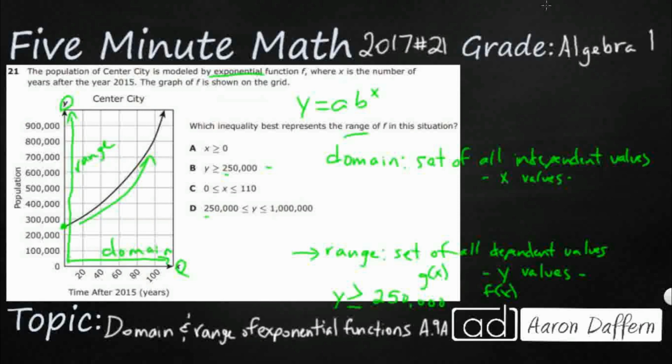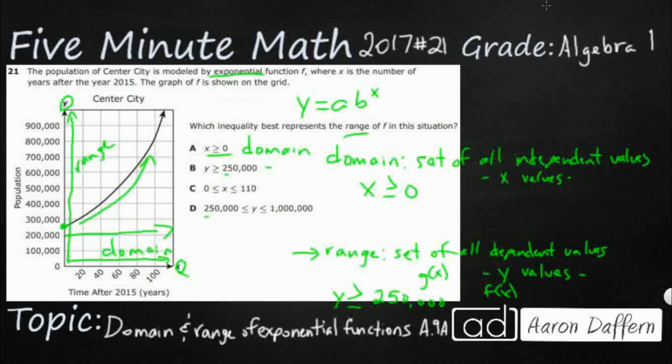So what are some of these options? Well, x is greater than or equal to zero. That is actually your domain, right? Because we're just looking at the x values here. That would be the x is greater than or equal to 0. That's the domain, not the range. So that's just looking at the wrong set of values.